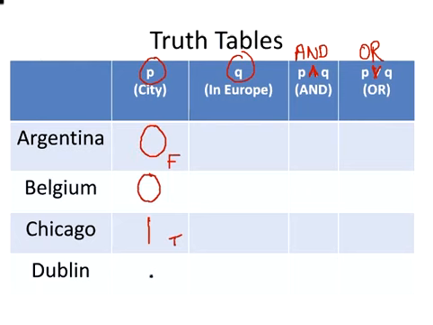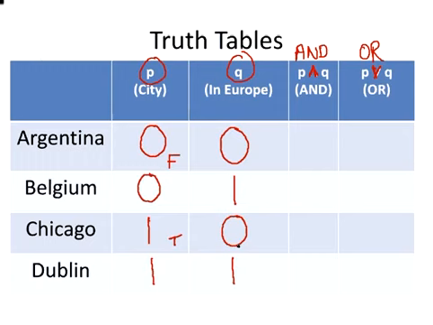And we have Dublin, and Dublin is a city. So a 1 there. Now we're going to look at proposition Q. Are these places in Europe? Well, Argentina is in South America, so that is going to be a 0. Belgium, that's in Europe, right in the heart of Europe. Give that a 1. Chicago, North America. Give that a 0. And we have Dublin in Ireland, which is in Europe, and we give that a 1.